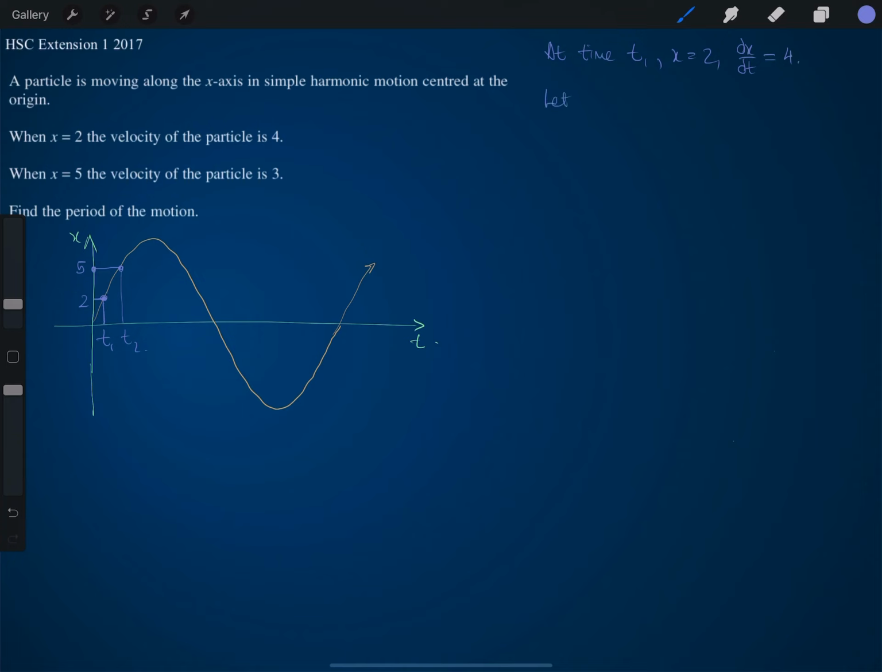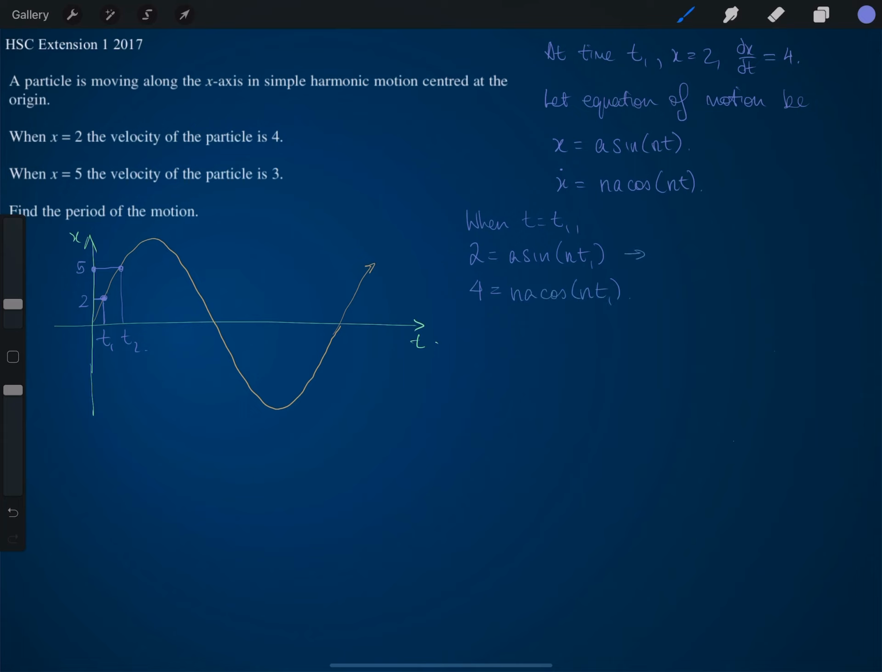Now, since we've based our motion on a sine curve, let's formalize that and say that the displacement function is a sin nt. So now we have the velocity as the derivative of that, which is na cos nt. So at time t1, we have a sin nt1 is 2, and na cos nt1 is 4.